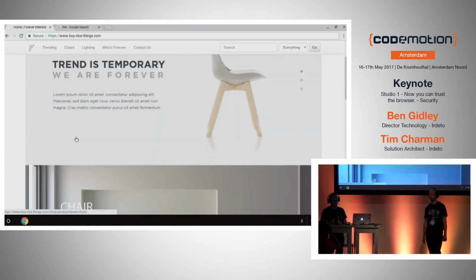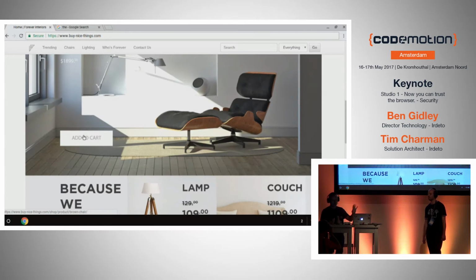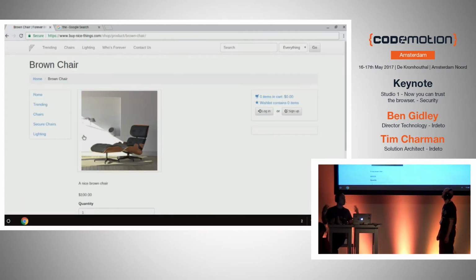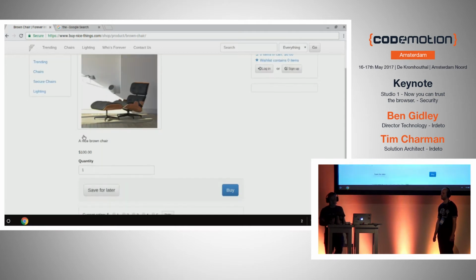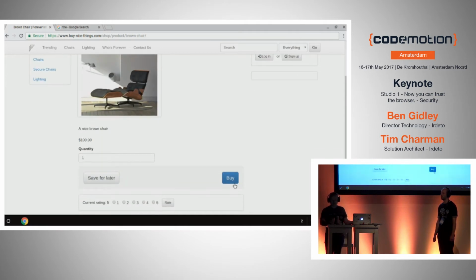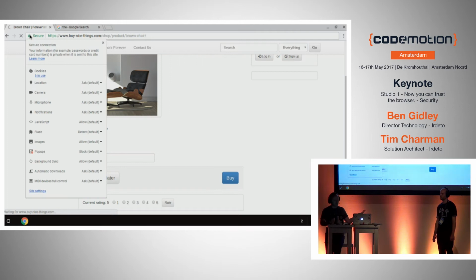So I go to a normal e-commerce site, and again, it's worth saying this e-commerce site has nothing wrong with it. It's something we've put together for this demo because, again, we don't like hacking real e-commerce sites. Amazon and people get grumpy about that. So I go into this site, and I decide to buy a chair. Now, here I am. I'm buying away. And if you notice, I've got a green bar at the top here.